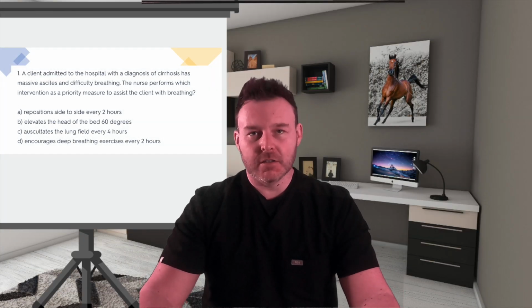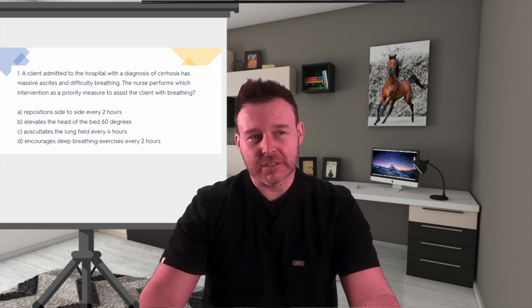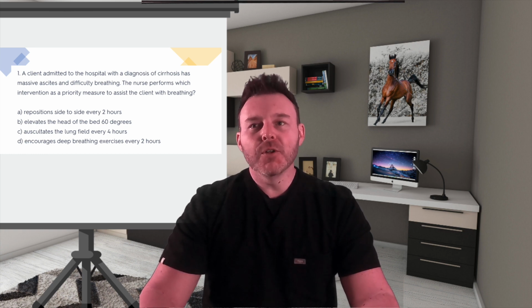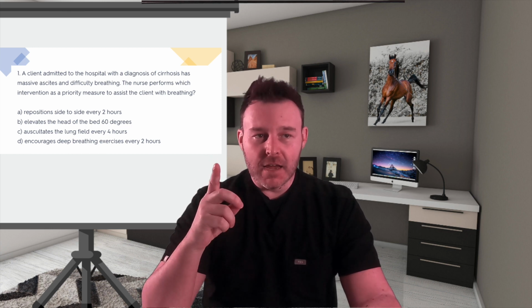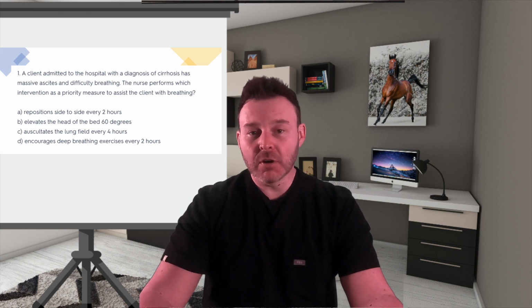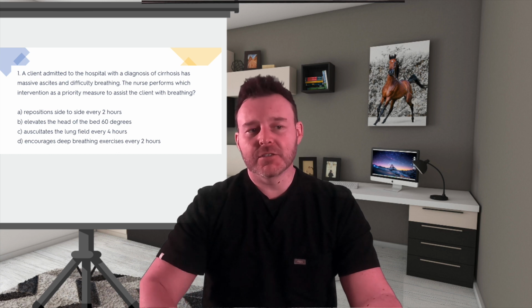A client is admitted to the hospital with a diagnosis of cirrhosis, has a massive ascites and difficulty breathing. The nurse performs which intervention as a priority measure to assist the client with breathing? A, repositions to the side every 2 hours. B, elevates the head of the bed to 60 degrees. C, auscultates the lung fields every 4 hours. Or D, encourages deep breathing exercises every 2 hours.